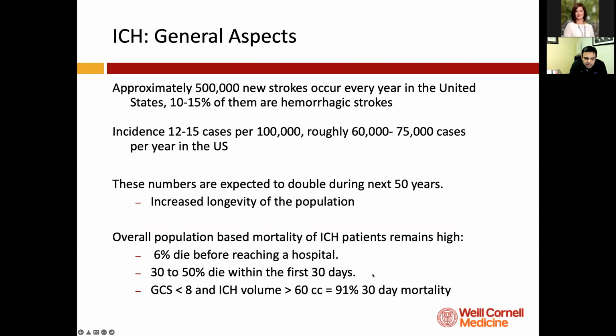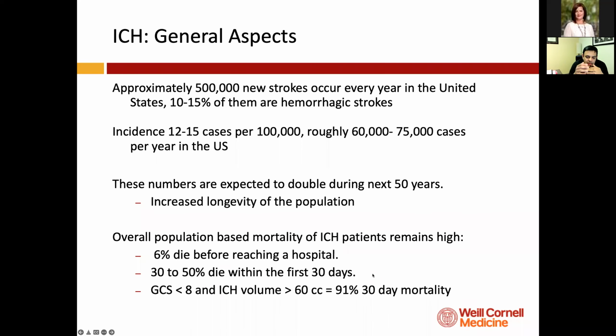Overall, the key thing about ICH is that, in comparison with ischemic stroke, which is its close counterpart, the mortality is exponentially higher here because 6% of patients die even before they reach the hospital. More than 30% of patients die within the first 30 days. And especially if they show up with really low GCS or a very large hemorrhage, then the mortality for those patients is almost as high as 90%.